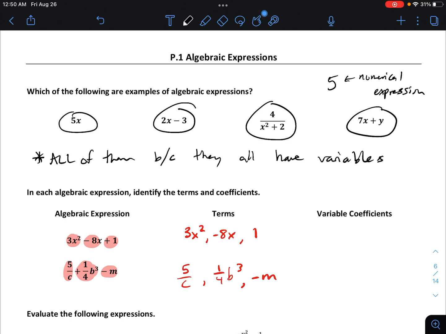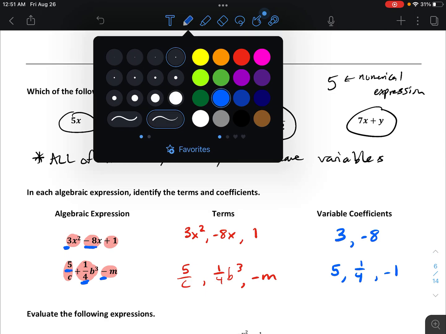All right, now if I'm looking for the variable coefficients, right, not just the coefficients, but the variable coefficients, I'm looking for all the numbers in front of the variables. All right, so if I look carefully, I can see that we've got a positive 3, right? 3 is in front of the x squared. And we've got a negative 8, because negative 8 is in front of the x. And then the 1 doesn't have a variable with it, so we're not going to have to worry about that one. In the next one, we do have a 5, right? It's like 5 times 1 over c, so 5 would be a variable coefficient. We've got the 1/4, that's in front of b cubed. And then we can't really see it, but we have to infer that there is a negative 1 in front of the m. So those would be the variable coefficients.